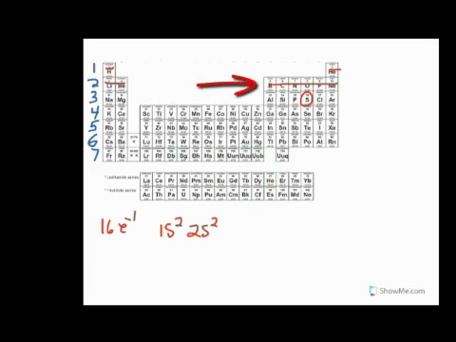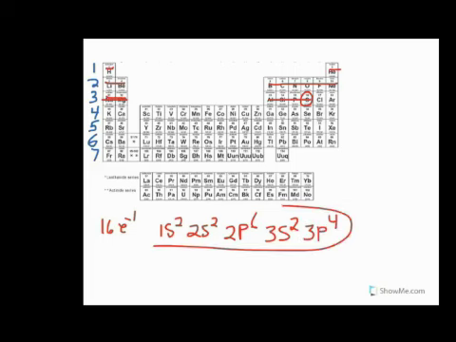That's the p block. 2p, it's the second row, so it's a 2. Second energy level, and it's a sub-energy level p. Then the 3s, third energy level, 3s. That's because we're in the third row. And the 3p, 1, 2, 3, 4. 3p, 4. There's our total electron configuration.